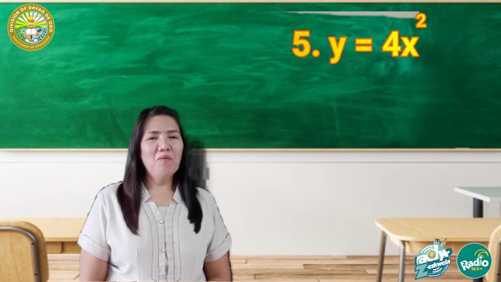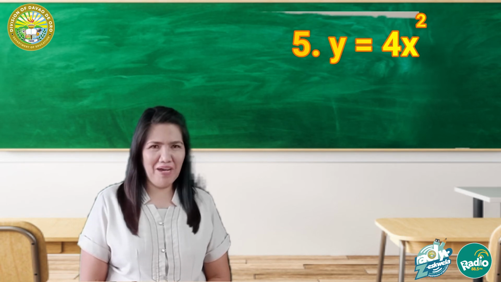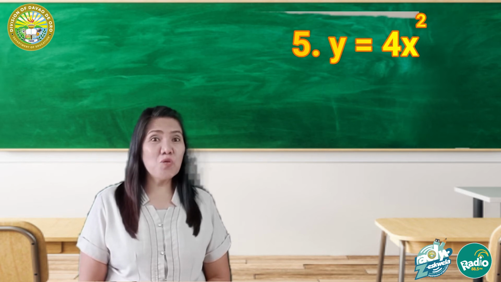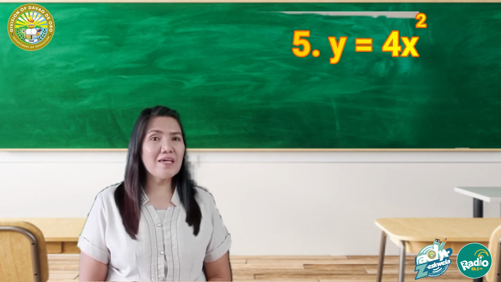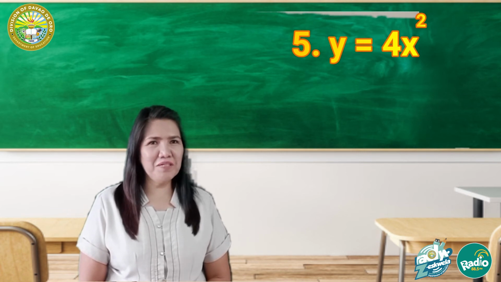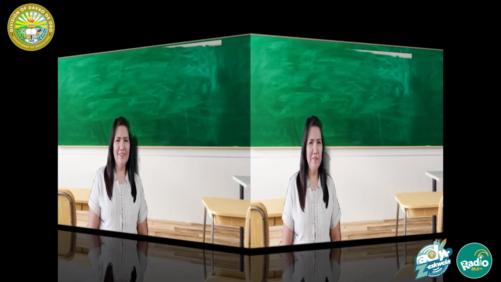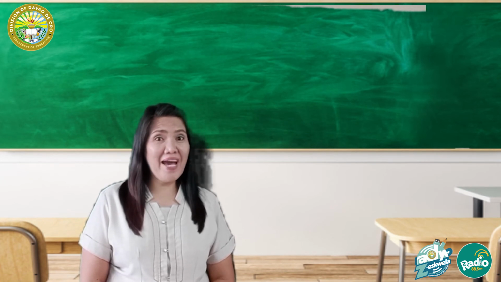Number 5, y equals 4x squared. Again, number 5, y equals 4x squared. Is it in the form y equals kx and shows a direct relationship? Very good! Number 5 is no. Did you get it all right? Very good!